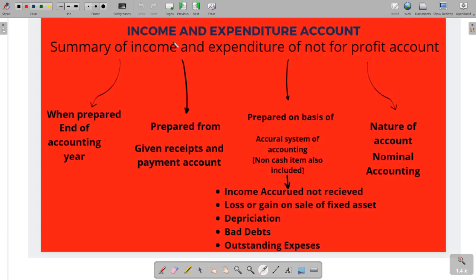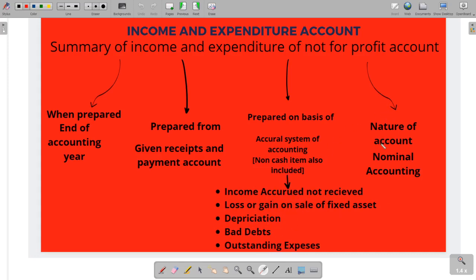Next, just to summarize, let us see the income and expenditure account. It is a summary of income and expenditure of a not-for-profit organization. When is it prepared? At the end of the accounting year. From where is it prepared? From the given receipts and payment account. What is the basis of this? The basis is the accrual system of accounting, so non-cash items will also be included. What do non-cash items mean? Income accrued not received, loss or gain on sale of fixed asset, depreciation, bad debts, outstanding expenses, all these are non-cash items on accrual basis.